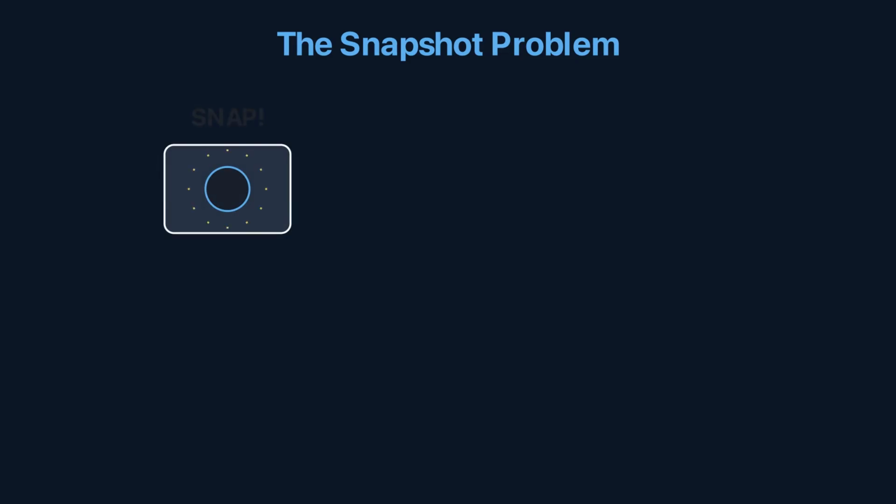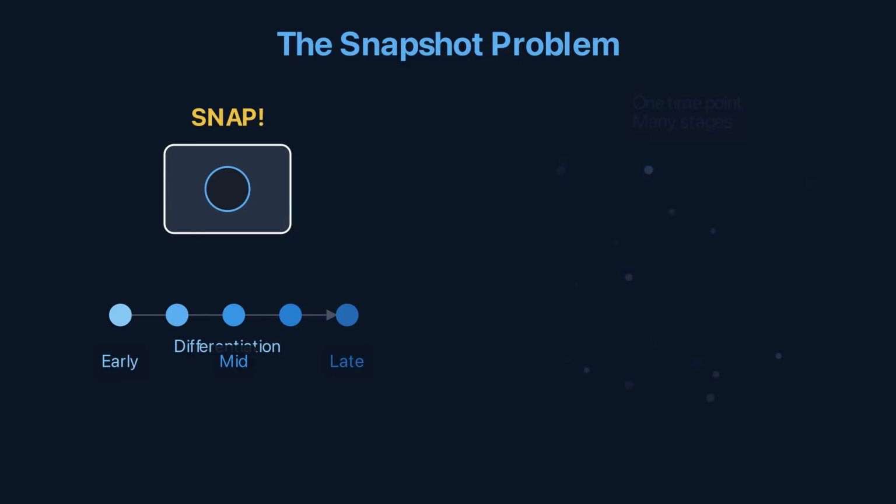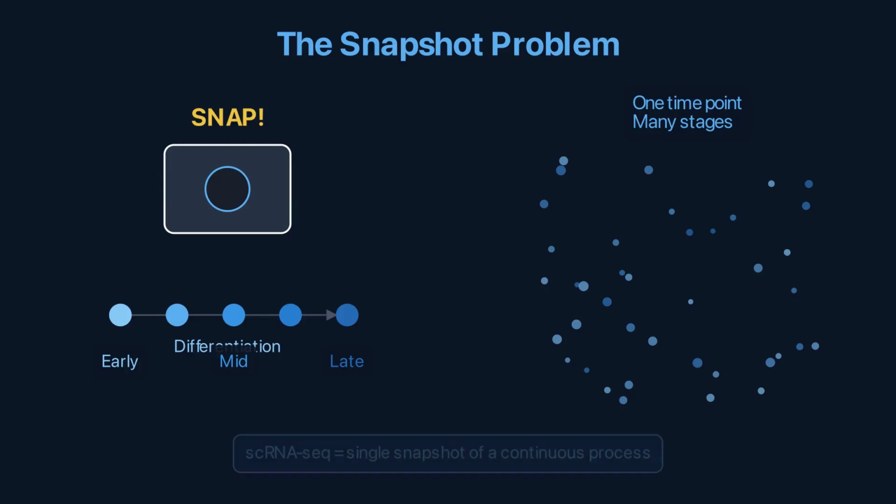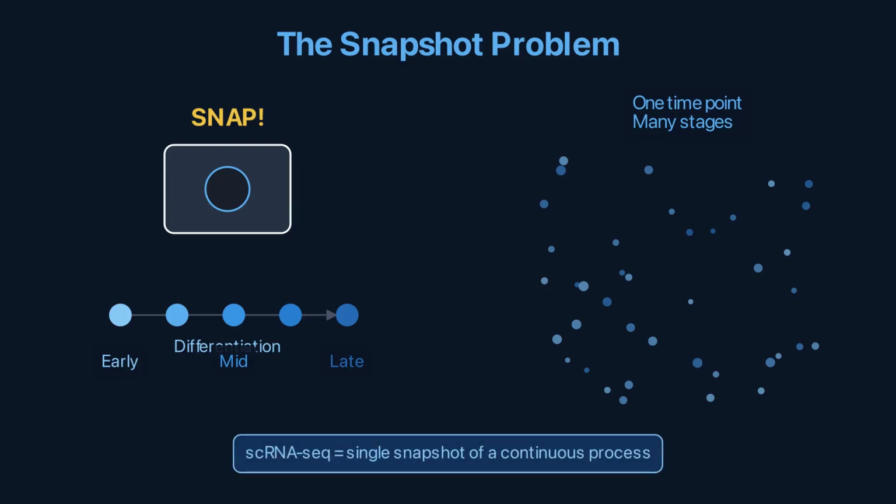But differentiation from stem cell to neuron, from progenitor to mature T cell, is a continuous process spanning days or weeks. The cells in your dataset aren't synchronized. Some are just starting. Some are halfway. Some are nearly finished. The expression profiles of early cells differ from late cells in predictable ways. Pseudotime analysis exploits these differences to reconstruct the temporal order from a single static snapshot.